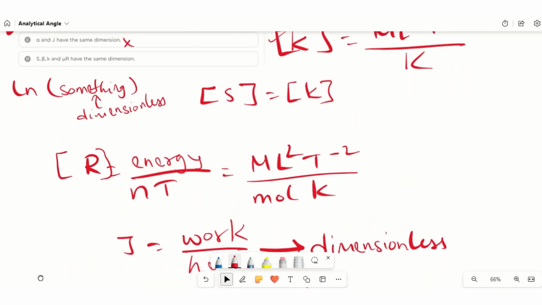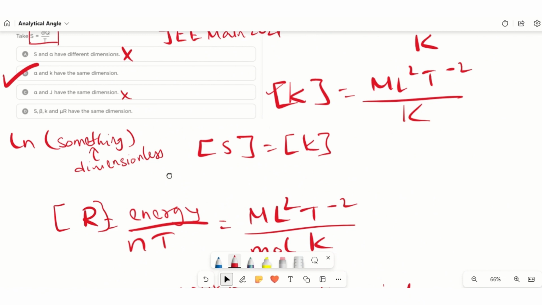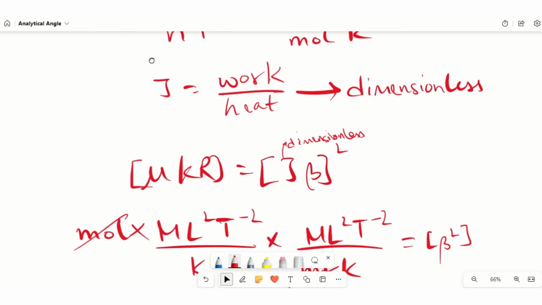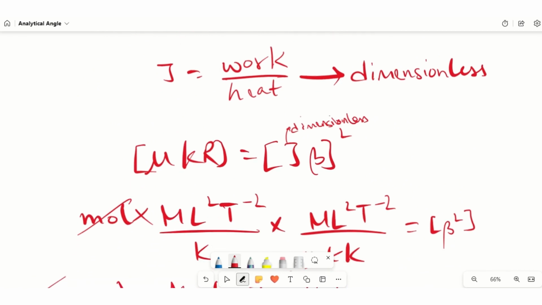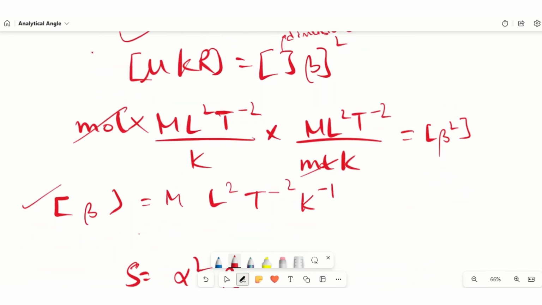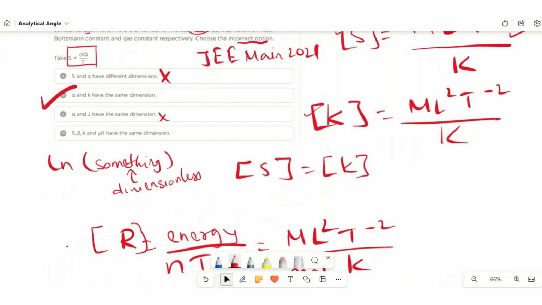K we have found as this one, but mu r also, if we find out from this, mu r also has the same dimension. Mole into this part into mole will bring us to M L squared T to the power minus 2 by K, which is the same. So all of them have the same dimension, which is correct. So our option is wrong. So B is the correct answer.